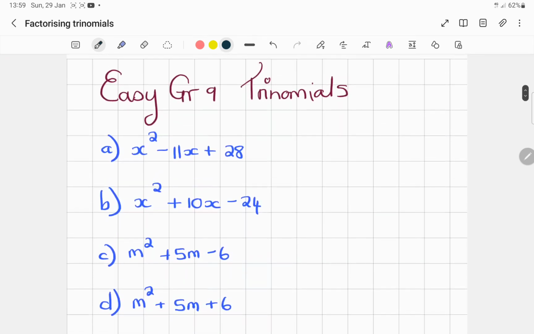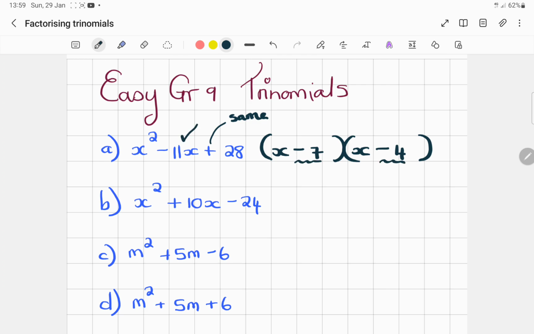Okay, so just to quickly run through the easy trinomials. If you've got two brackets, the x splits, and the signs are the same. What are they the same of? They're both negatives, and 7 times 4. We've done this one actually in the beginning. So minus 7 minus 4 does give you that minus 11. And a negative 7 times a negative 4 does give you that positive 28.